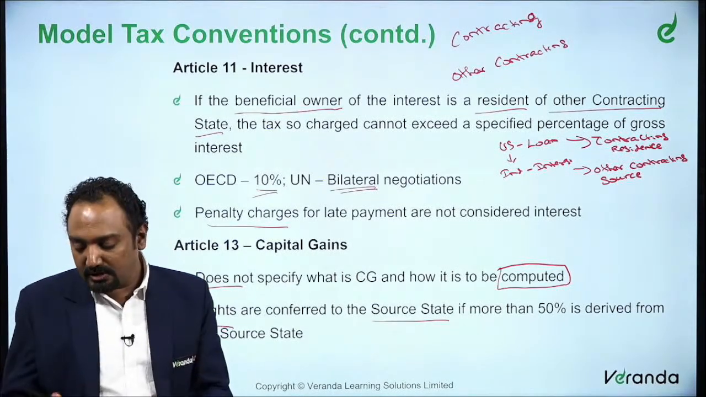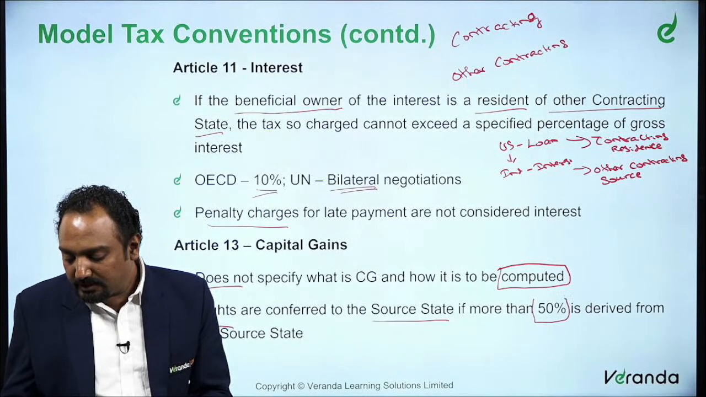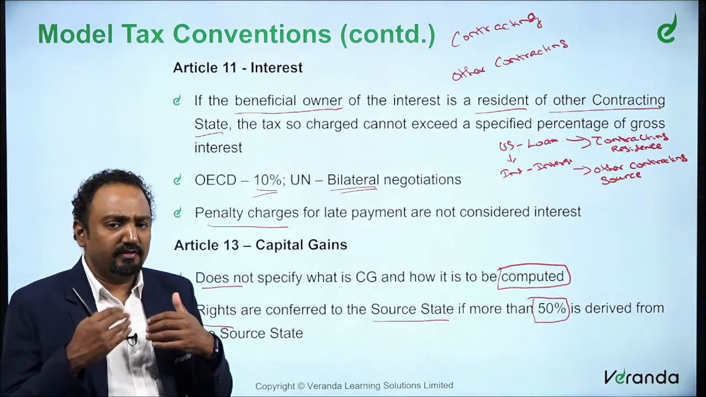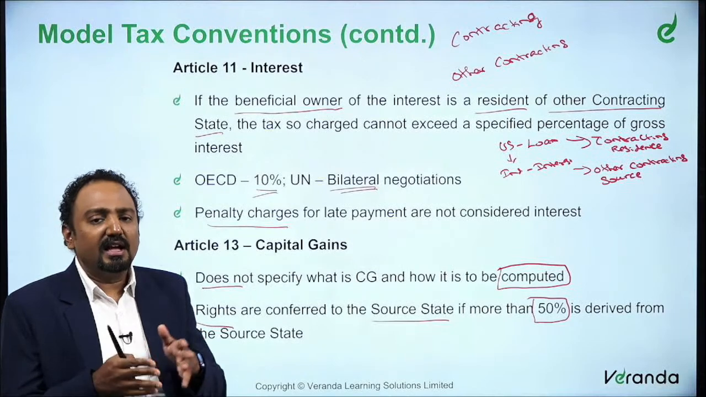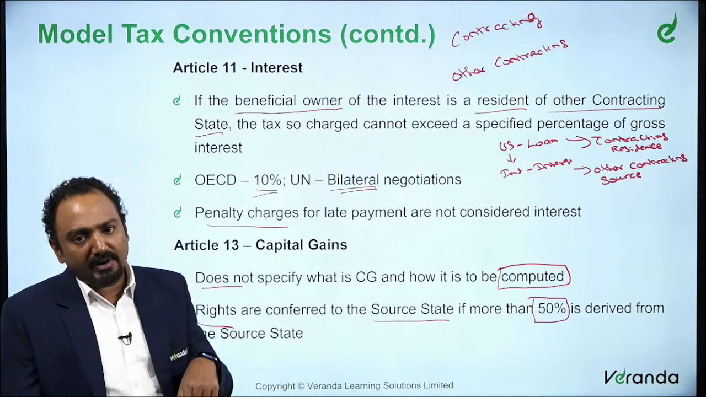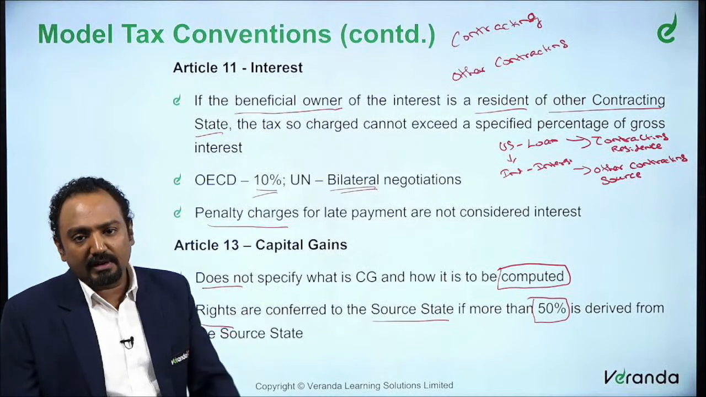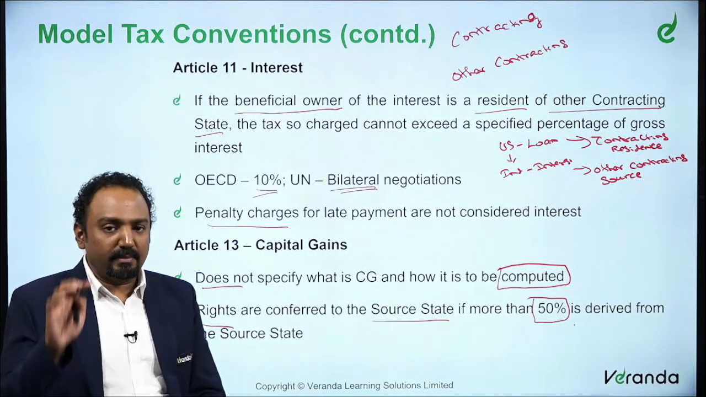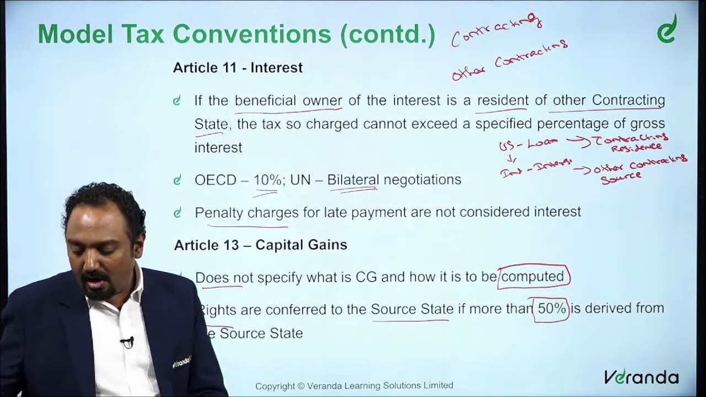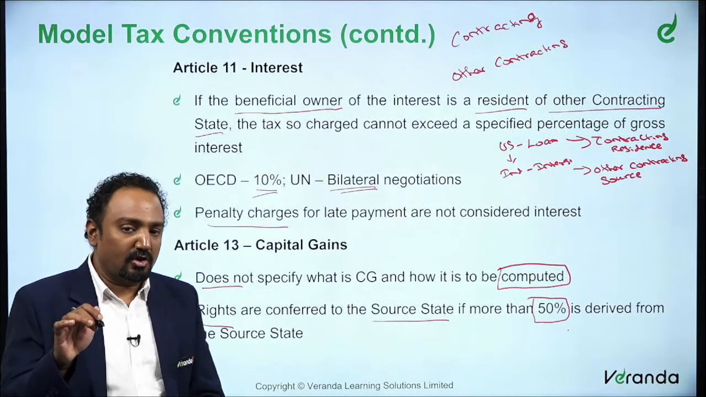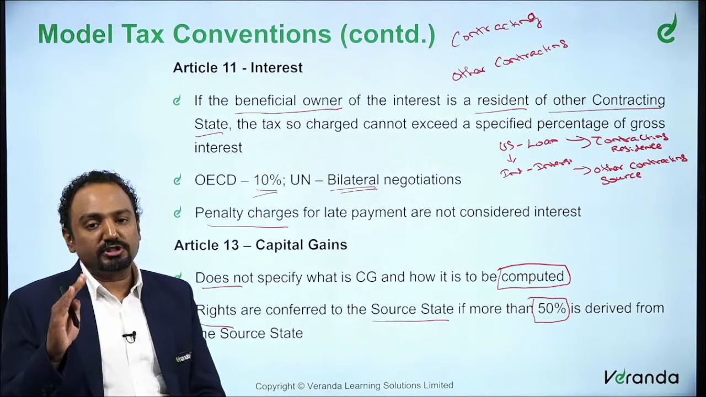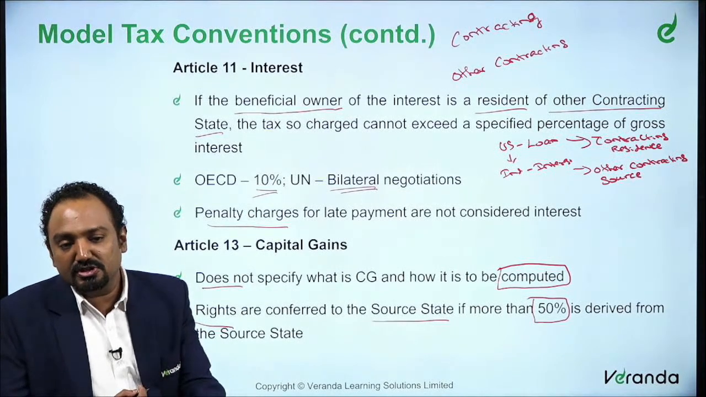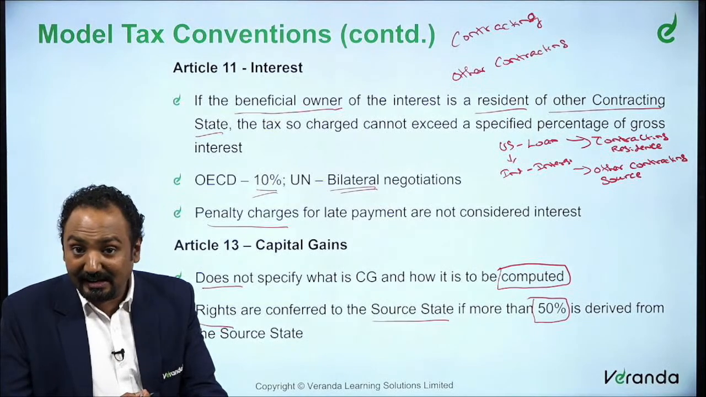But when they say source state, they say more than 50% is derived from the source state. So if it is a property, there is no doubt. If it's in my name, and the property itself is in India, then even though I am in Australia, since the property is situated in India, automatically I am liable to pay tax, because the entire income that I am receiving from that property is coming from that property which is located in India. So more than 50% is derived from that particular location in India. So the source state, that is the Indian state, has the power to charge tax on such transactions. So this is what they are referring to, Article 13, capital gain.